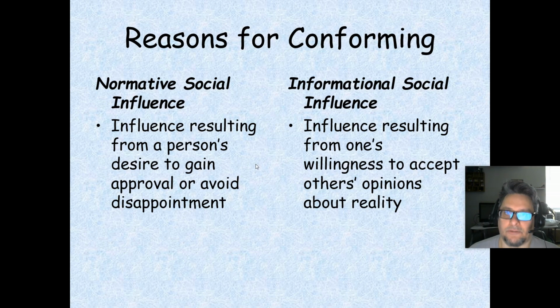All right, so why do we conform? Normative social influence. This is one of the first words of the day we ever had. Influence resulting from a person's desire to gain approval or avoid disappointment. So when we look at this, we got normative or normal social influence. So we look around us, and what we see around us is what we view as normal. It's usually not normal, but we view it as normal.